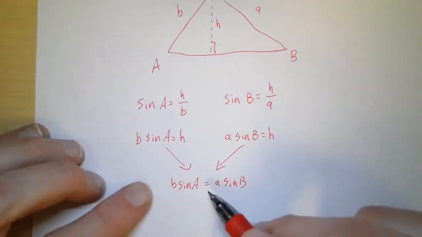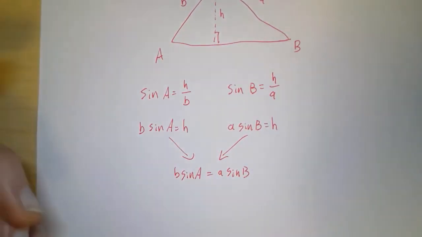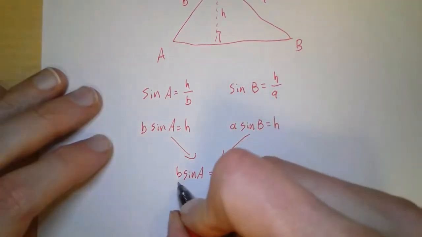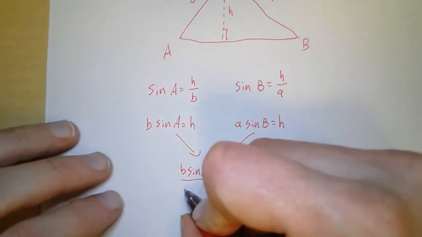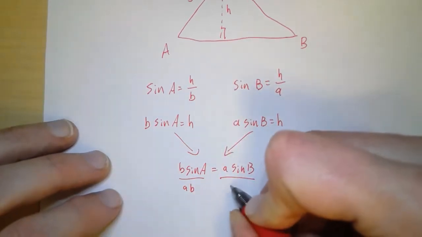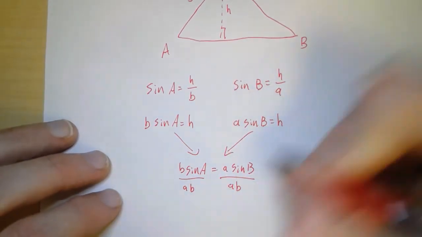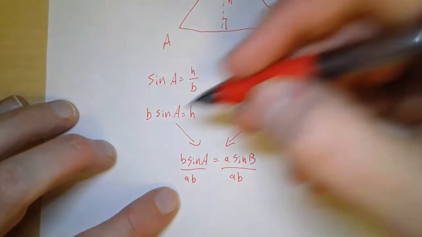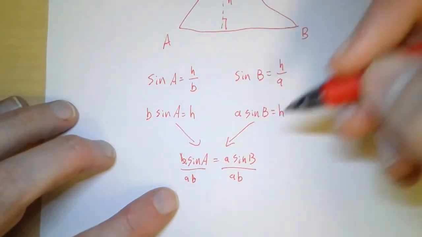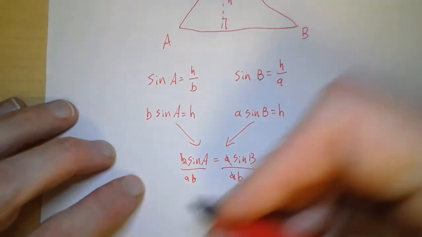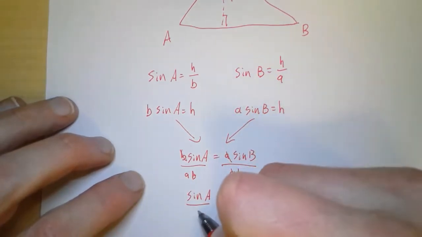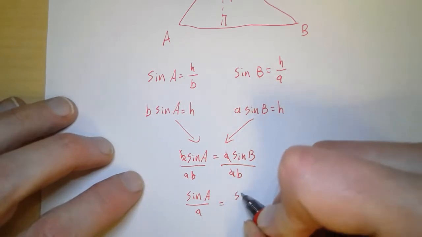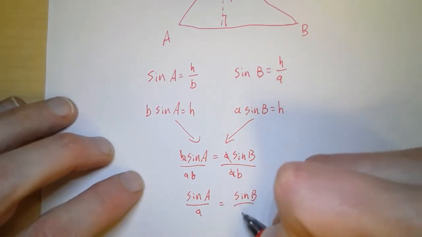And really what we have here is the basic form of law of sines. Now it doesn't look like that because that's not the normal form you're seeing, but let me show you. If I divide both sides by the same thing, I haven't changed the equation, but it'll look different. It'll look more familiar. I'm going to divide both sides by AB. So over here, B cancels out. Over here, A cancels out. And so what we have is sine A over A equals sine B over B.